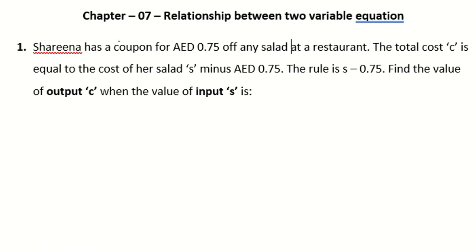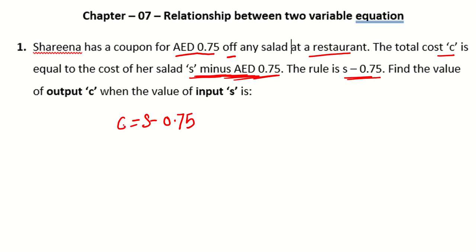For example, the first question is: Sharina has a coupon for 0.75 dirham off any salad at a restaurant. The total cost C is equal to the cost of her salad S minus 0.75 dirham. The rule is S minus 0.75. They have already given the rule here. Maybe in the exam they will not give the rule, so you will have to write it yourself. So from this you will make the equation: S minus 0.75 is equal to the cost C.